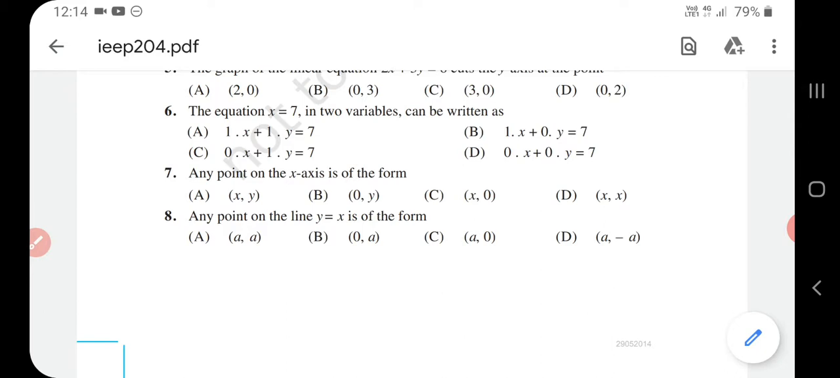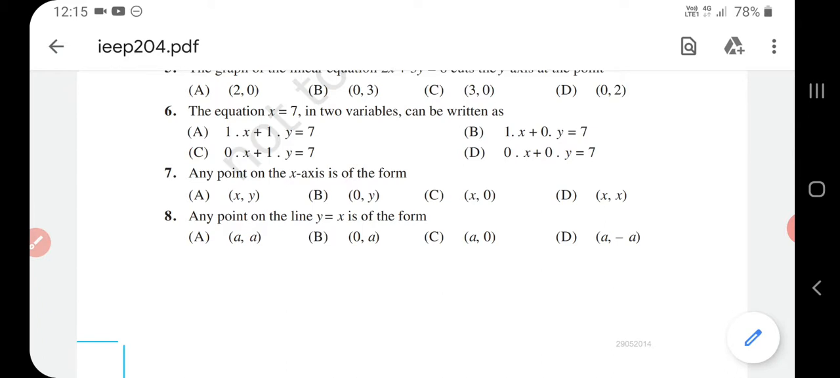Any point on x-axis is of the form. x-axis पर अगर कोई पॉइंट है तो वो किस फॉर्म में होगा बच्चों? सो वो फॉर्म में होगा (x, 0). Okay, understand? Any point on the line y is equal to x is of the form. So any point on the line y is equal to x will have x and y coordinates same. So any point on the line y is equal to x is of the form (a, a). Means वो दोनों point कैसे होंगे? Same होंगे. Hence A is the correct answer.